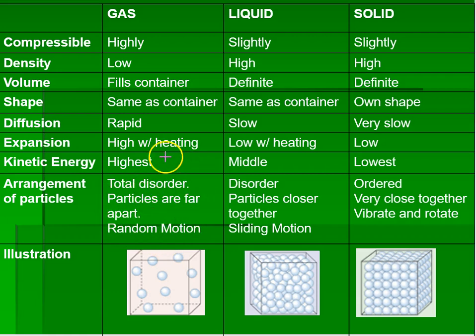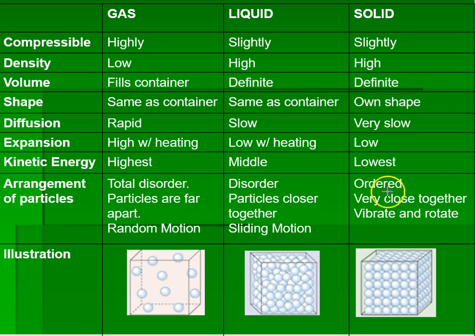Just to put into words what these pictures are illustrating, we have total disorder of the arrangement in our particles of a gas. They're going to be far apart from each other. Even when we compress them, they're going to be further apart than if you were to see a liquid or a solid. If you compress them enough, they will turn into liquid. Think liquid nitrogen, liquid oxygen. You compress something strong enough, then it will actually create a phase change. Motion is random for those gases.